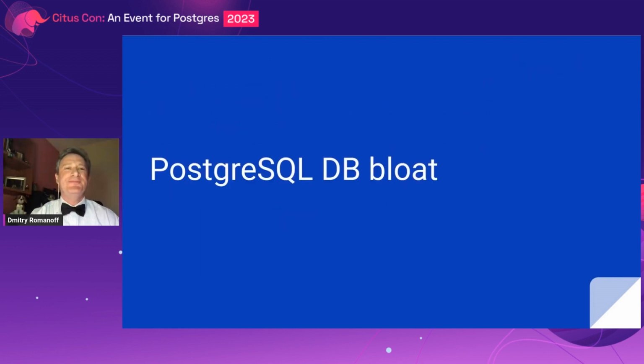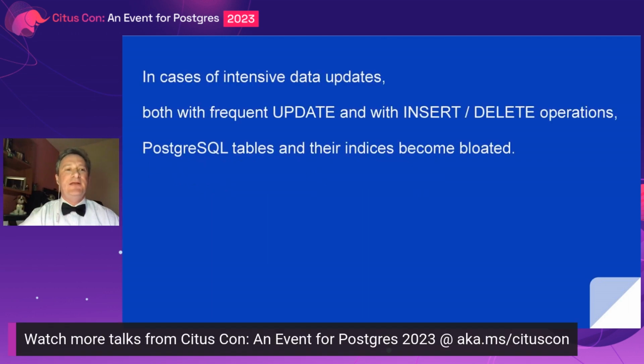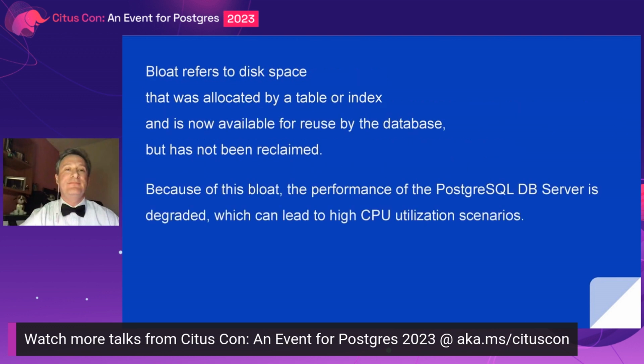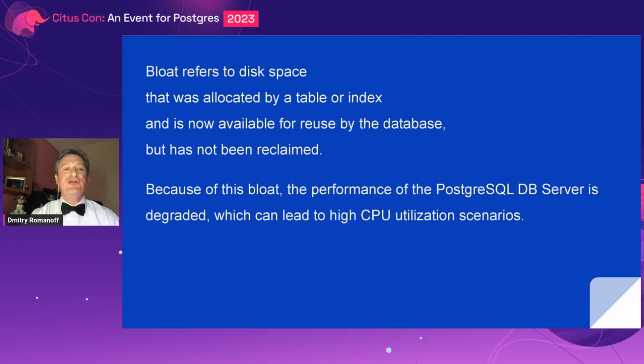Postgres database bloat. In cases of intensive data updates, both with frequent update and with insert-delete operations, Postgres tables and their indexes become bloated. Bloat refers to disk space that was allocated by a table or index and is now available for use by the database, but has not been reclaimed. Because of this bloat, the performance of the Postgres database server is degraded, which can lead to high CPU utilization scenarios.